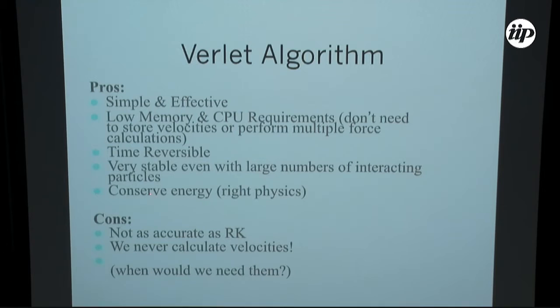There is another method called Runge-Kutta that is a higher order approximation. It's what is called a predictor-corrector method. With Runge-Kutta you can get much higher precision, but it's not time reversible and doesn't conserve energy. So doing a higher order approximation doesn't guarantee that you're going to do better physics. So that's not very good. Another con of the Verlet algorithm is you never calculate velocity, and sometimes we need it, so there is velocity Verlet and so on. There are other algorithms. So this is the basics.